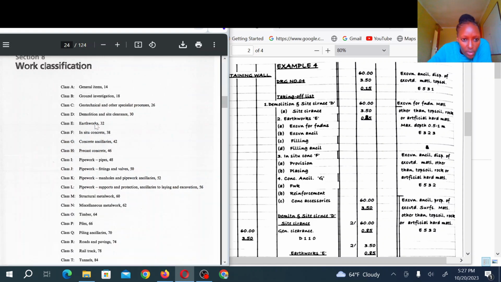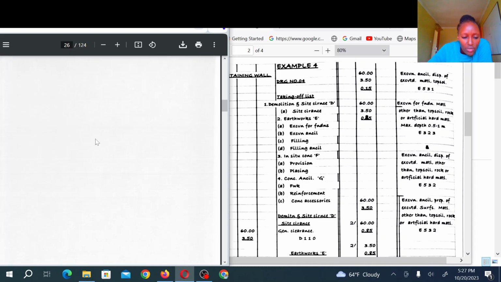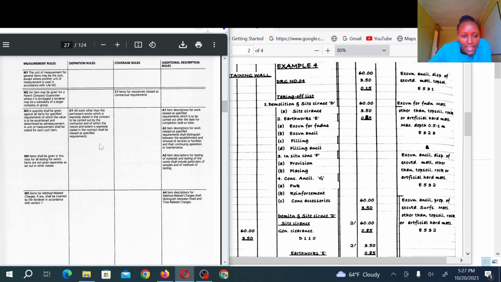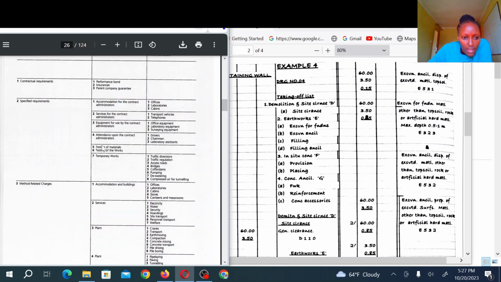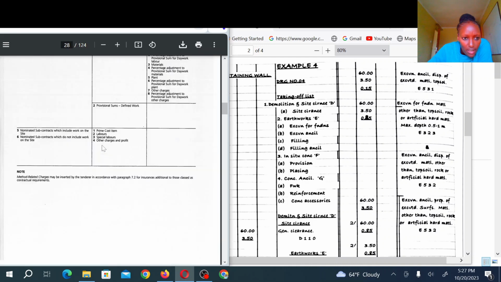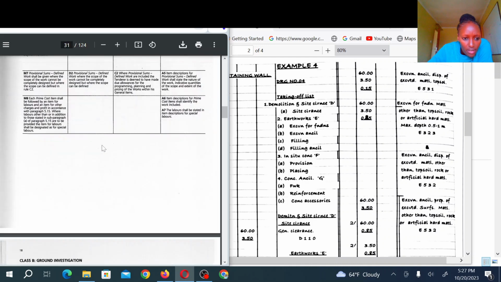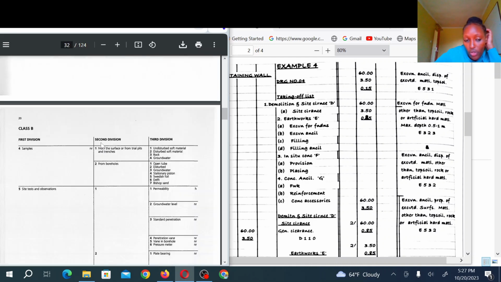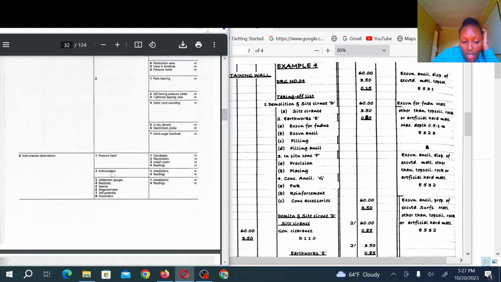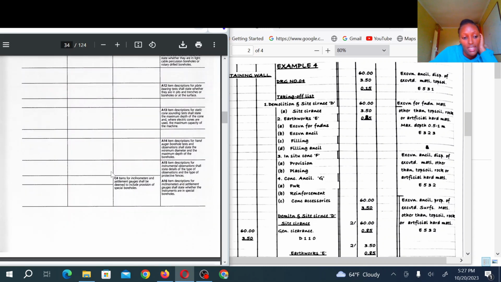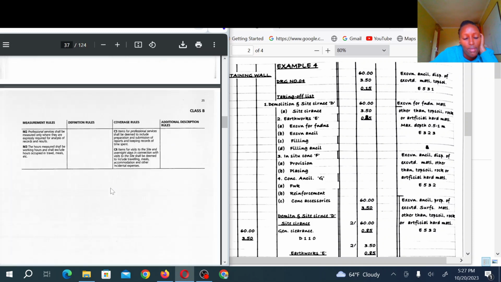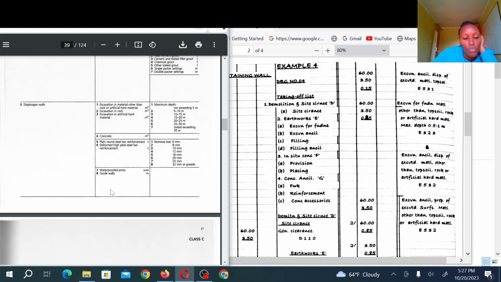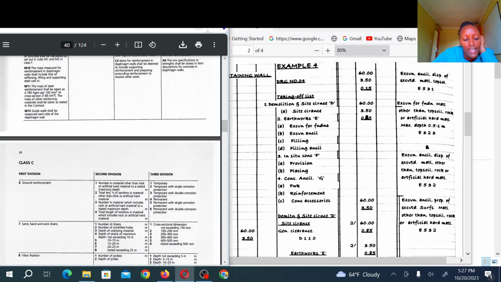Then the next one will be earthworks. Earthworks usually, let's open class D so that you can be able to see these classes. That is class A, class B. If you go through these classes, you'll be able to see what these classes involve. And right now, I want us to look at class D because it is the one that deals with demolitions and site clearance.